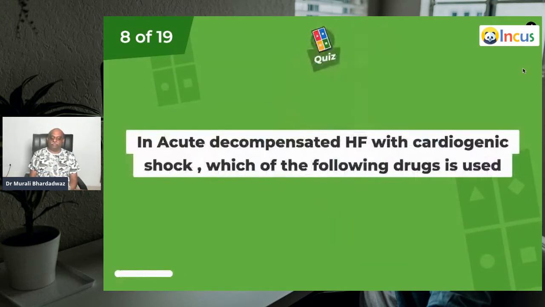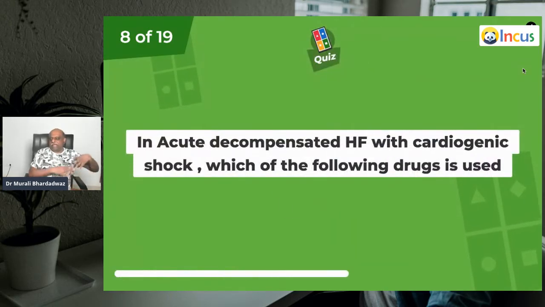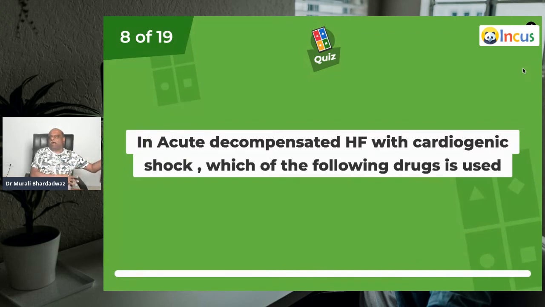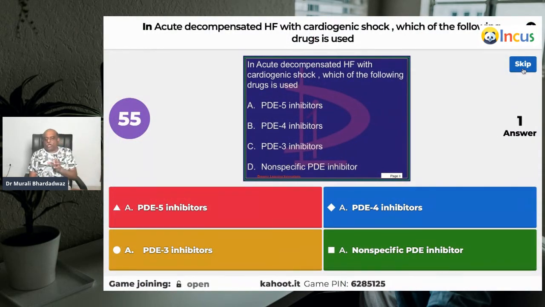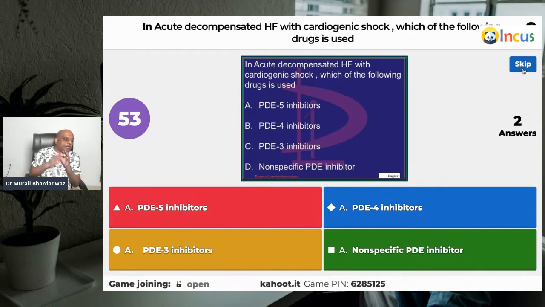Now, doctor, whenever there is an acute decompensated heart failure with cardiogenic shock, which class of these drugs is being used? Punch your answer, doctor. In acute decompensated heart failure with cardiogenic shock, which of these drugs is used?